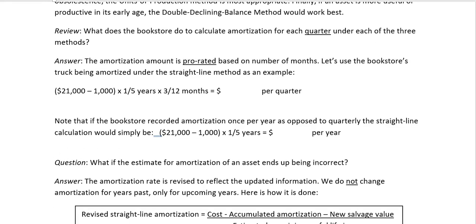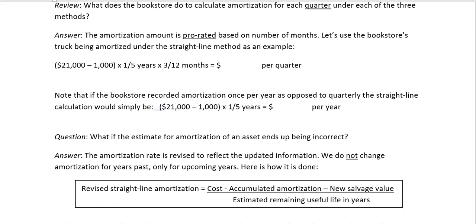So we're going to do a quick review exercise here. What does the bookstore do to calculate amortization for each quarter under each of the three methods? Answer: the amortization amount is prorated based on number of months.